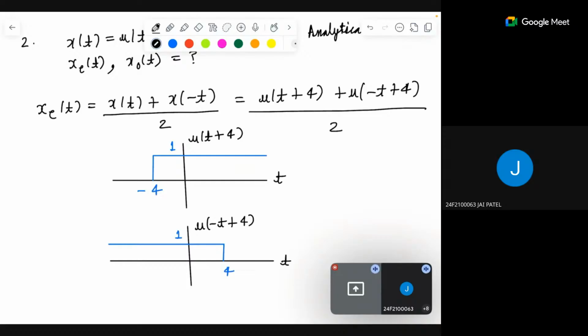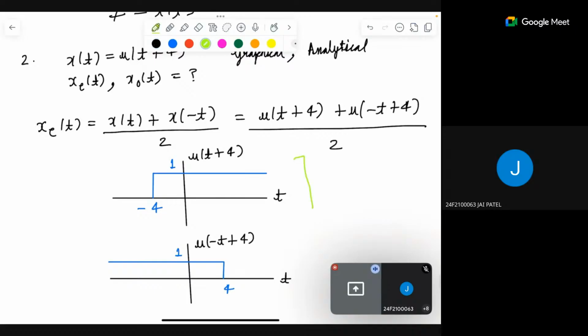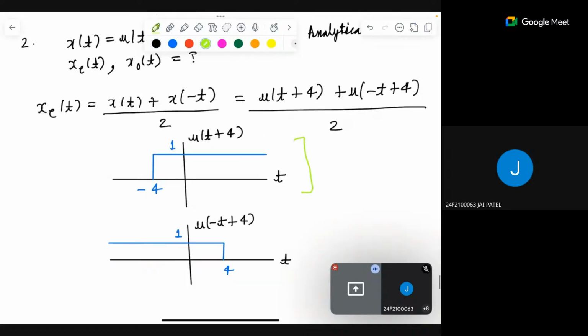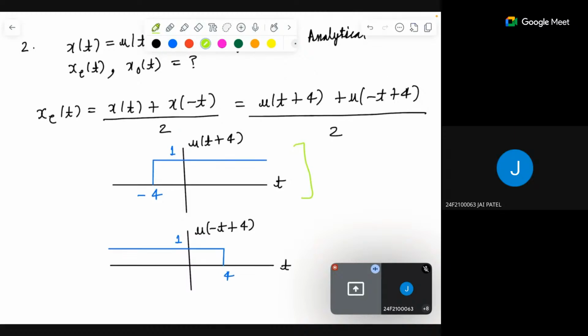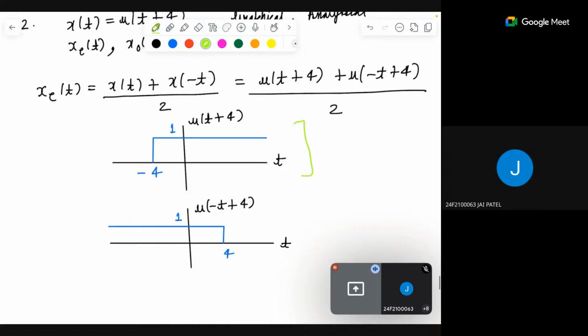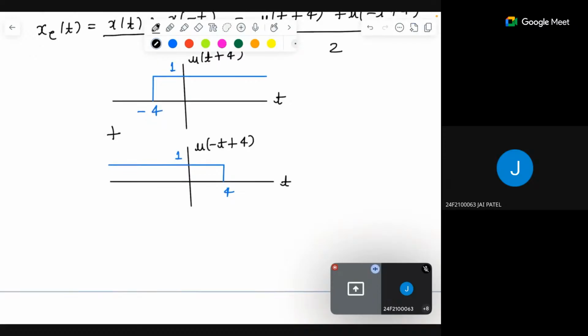So now I will start solving. My signal x(t) is u of t plus 4. And since we will be needing x of minus t, that will be u of minus t plus 4, just the time reversal of x(t). So I have these two signals. Now I want to add them and then divide the amplitude by 2 to get the even part.